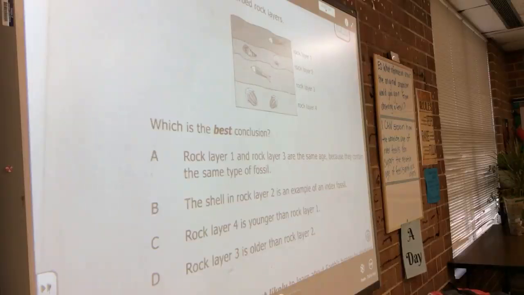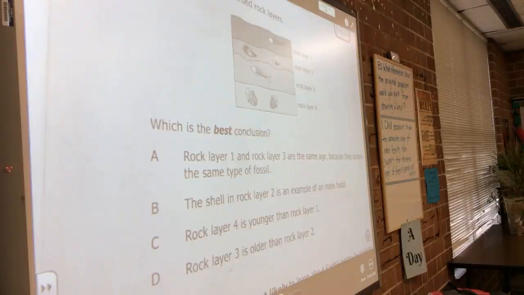So, A says rock layer 1 and rock layer 3 are the same age because they contain the same type of fossil. Is that true? No, it is not. The shell in rock layer 2 is an example of an index fossil. No, not really, because you can find clam shells in lots of rock layers. Rock layer 4 is younger than rock layer 1. Rock layer 3 is older than rock layer 2. Yes, that is an easy one.